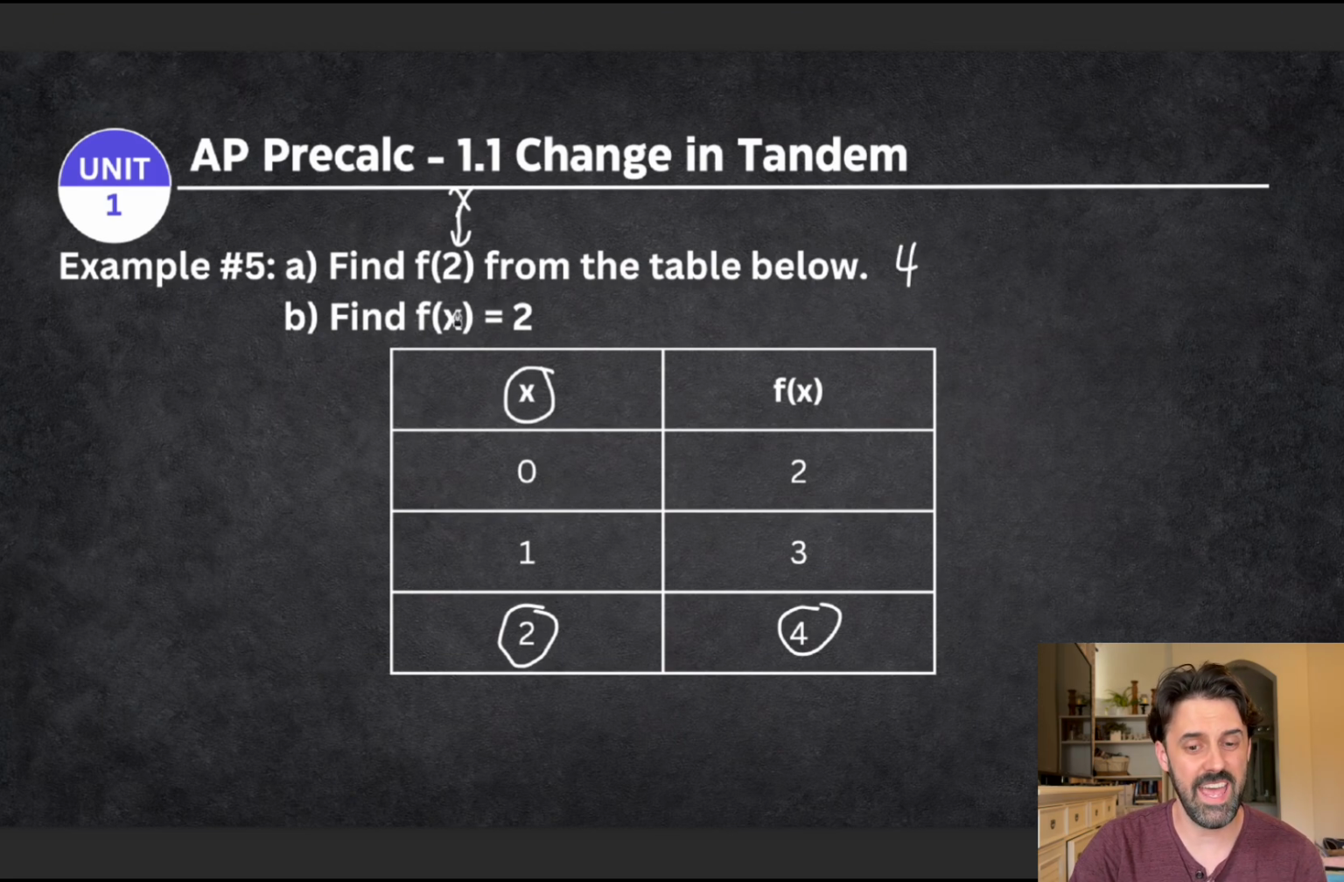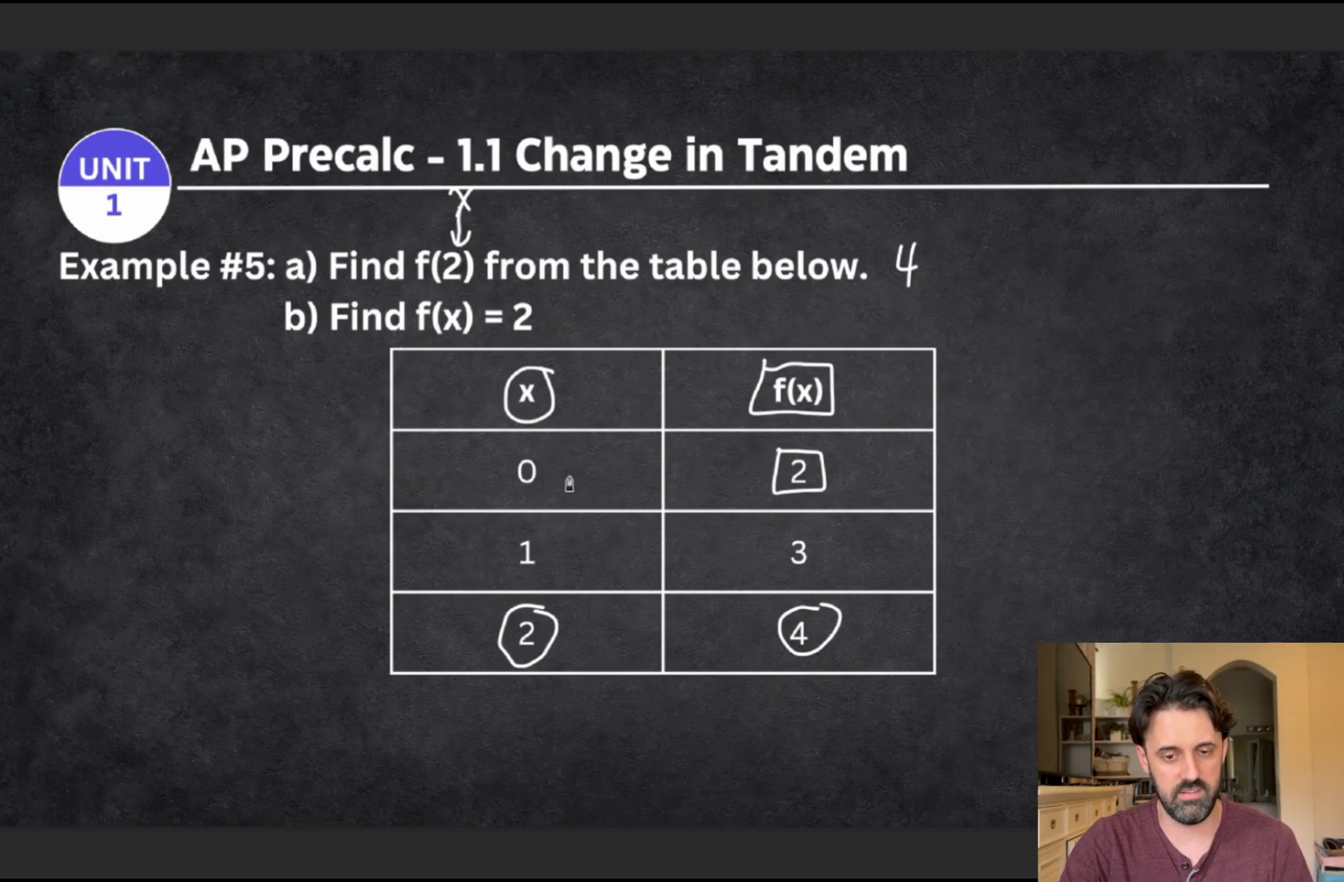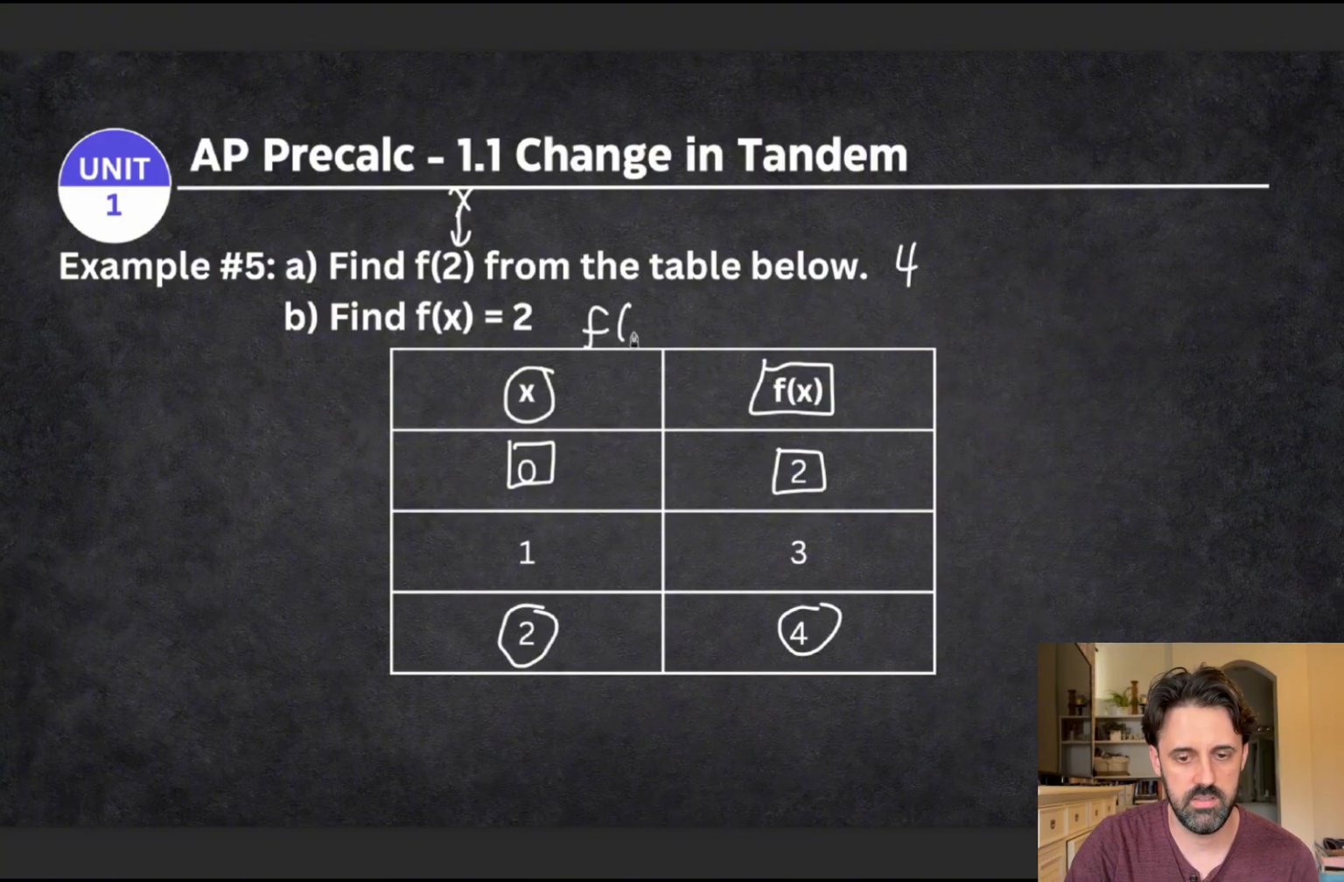Part B says to find f of x equals 2. So again, this is the y value now that we're given. So now we're looking in the f of x column, and we're looking for when f of x is 2. We want to know what x coordinate produces that output value of 2. Well, that would be 0. And so f of 0 is equal to 2. Or we could just write x equals 0.